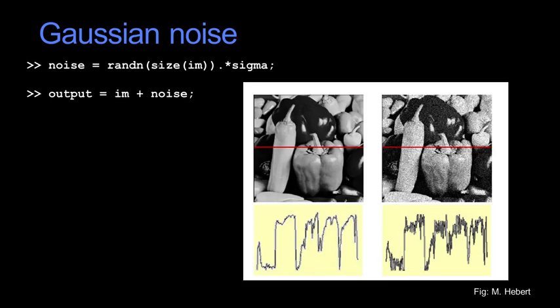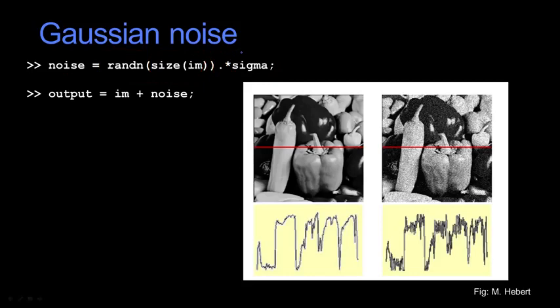So here we say, look, we're going to make a noise array. I take the size of my image, and randn generates a noise signal that has a mean of 0 and a standard deviation of 1. If we scale that up by some sigma, that will spread that out and make it bigger. So that's essentially a noise with mean of 0 and a standard deviation of sigma.